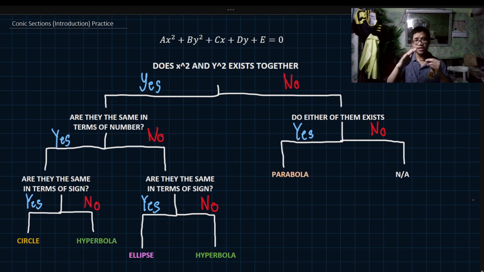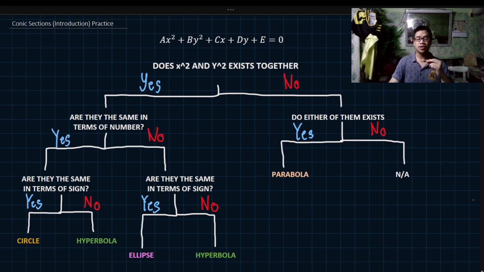So let's just say we have this formula above here. This is the general form of the conic section, but the term xy is excluded, it's not included. So we have instead ax squared plus by squared plus cx plus dy plus e is equal to 0. With this given general form, how would you know if the given conic section is a circle, hyperbola, ellipse, or parabola, generally speaking?